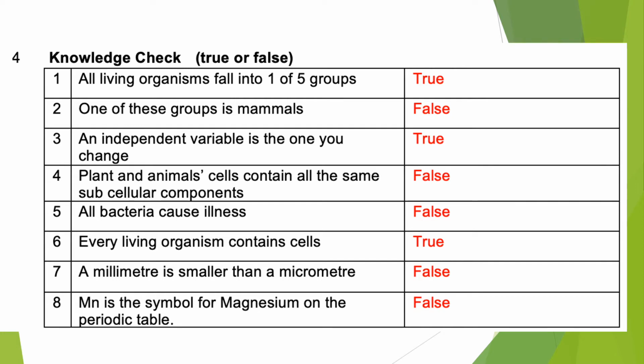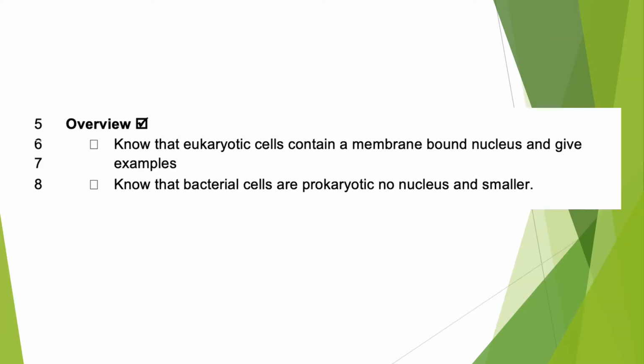Okay, so if you need a little bit more extra time, you can pause the video and make sure that you have all the answers. But if you're good to go, then you can move on to the next slide, which is the overview of what we're going to learn today. By the end of this lesson, you should know that a eukaryotic cell contains a membrane-bound nucleus, and you should be able to give examples, as well as know that bacterial cells are prokaryotic with no nucleus and are much smaller than eukaryotic cells. So if a lot of this doesn't make sense to you right now, don't worry about it. You'll be learning as you go along, and let's get started.